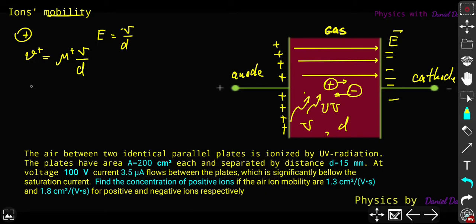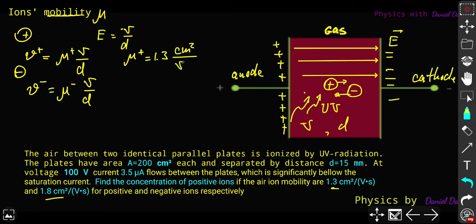So what about negative ions? We have the same equation using mobility for negative. Mu is going to be mobility, but in our case, we are given different mobility for positive air ions and negative air ions. So we consider that mu positive is 1.3 in units of centimeter squared over volt times seconds, and mu negative is 1.8 centimeter squared over volt times seconds.